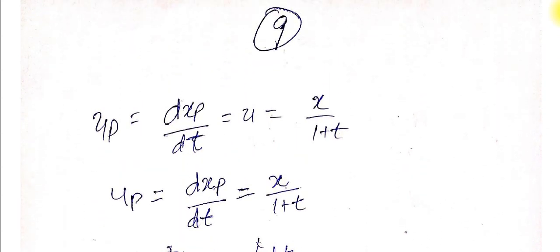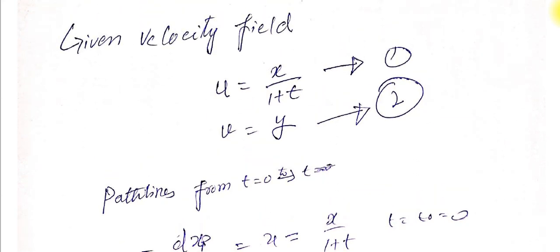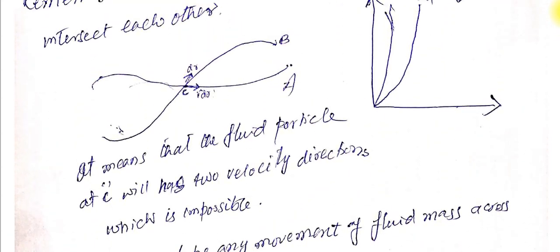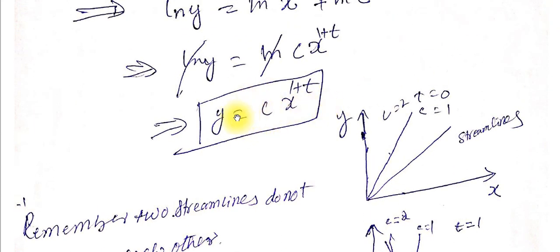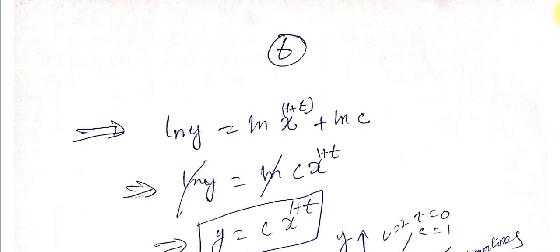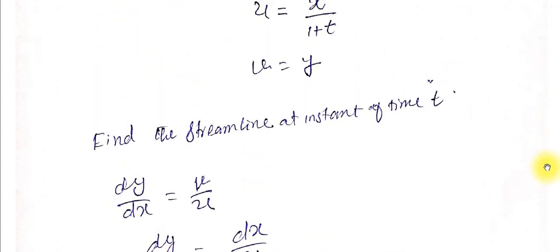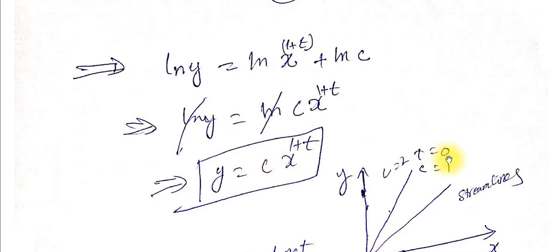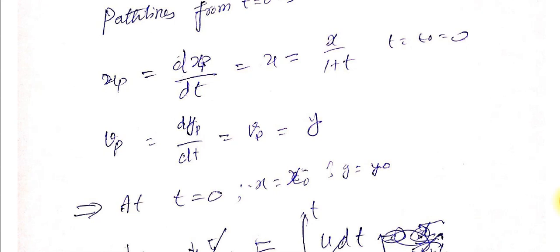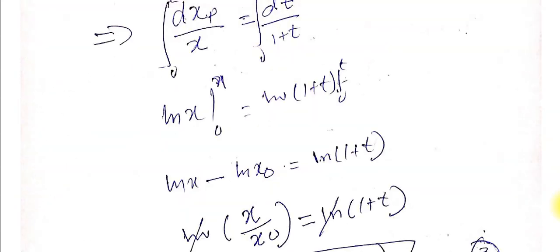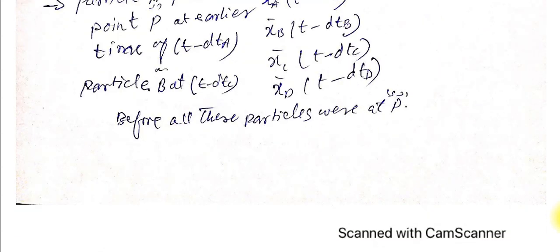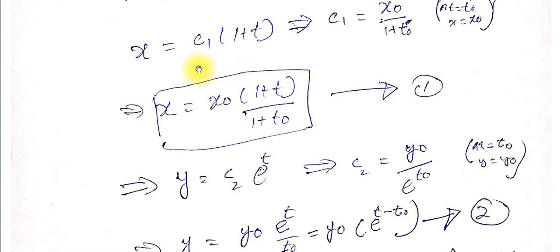In the streamlines, from these equations we have eliminated the constant value. You can see here we just eliminate c, and while eliminating c we have incorporated x is equal to c1 times (1 plus t), so c1 is equal to x naught by (1 plus t naught).